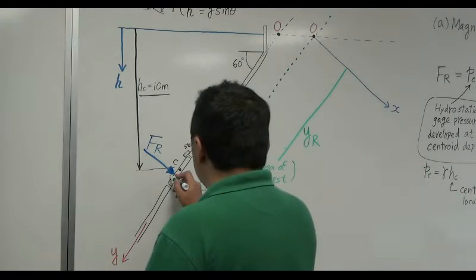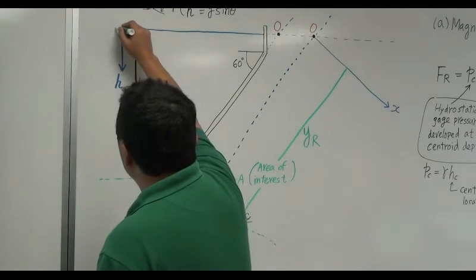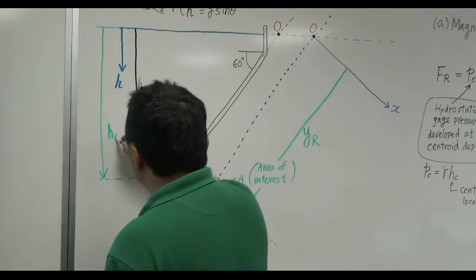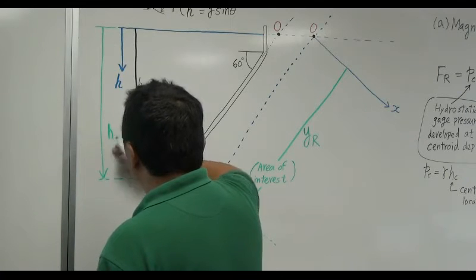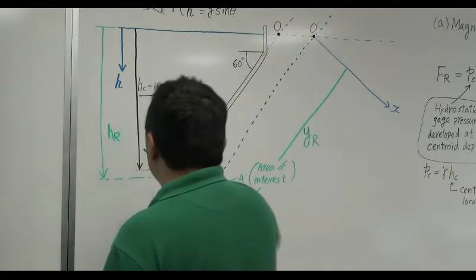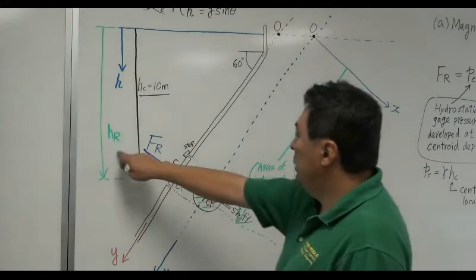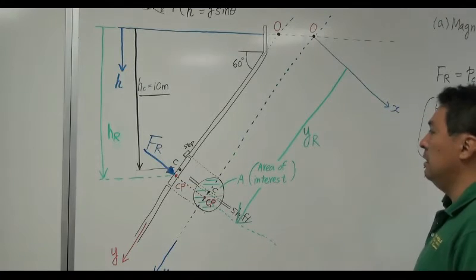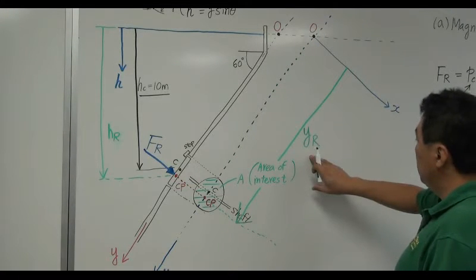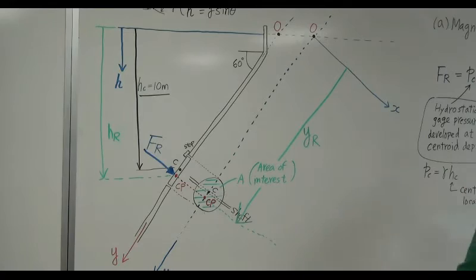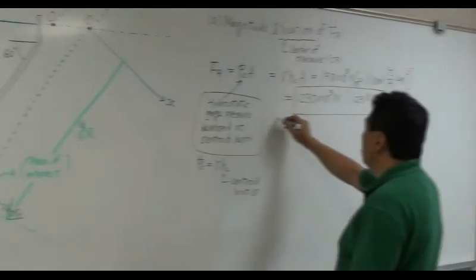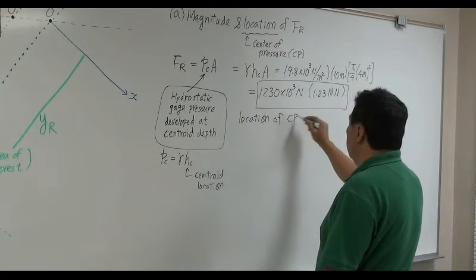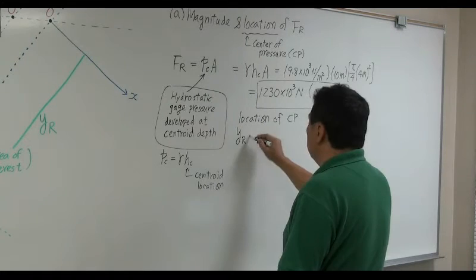Alternatively, you can say depth to the center of pressure, HCP, or HR, let's say HR. So either depth or coordinate direction Y distance, either way is fine. But this comes with an equation, is that right? So the location of CP is YR. This one comes with an equation.